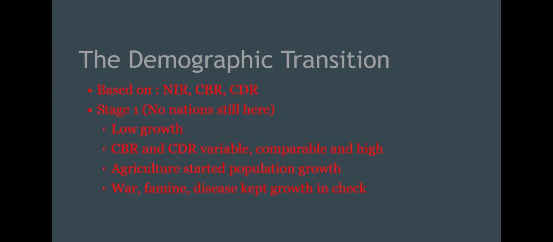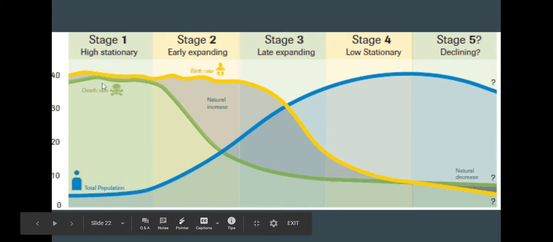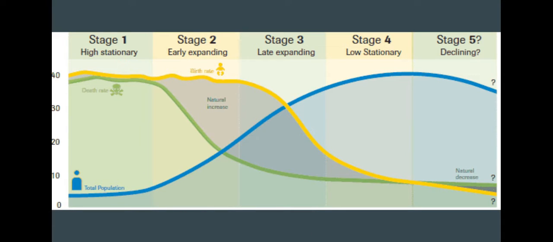So if you start off in stage 1, every country starts in stage 1, but most countries, if not all of them, have moved through stage 1. There are no countries here at this point, and the reason why is because in stage 1, which is right here, you have a very high birth rate and a very high death rate. And there are no countries in the world that have a significant amount of babies being born and at the same time have a significant amount of people dying.